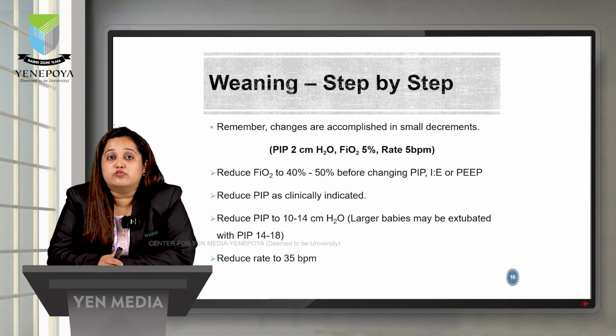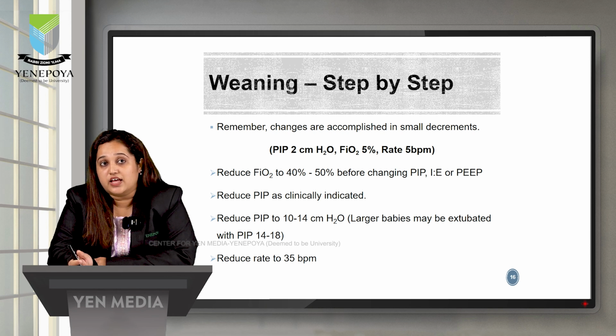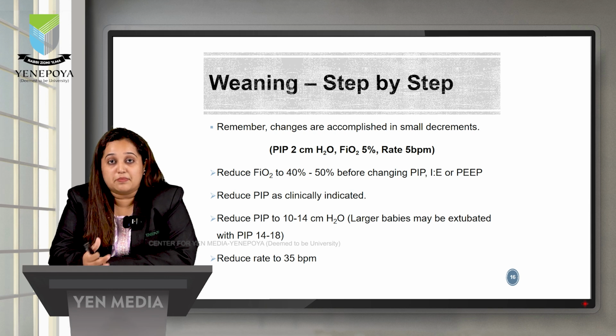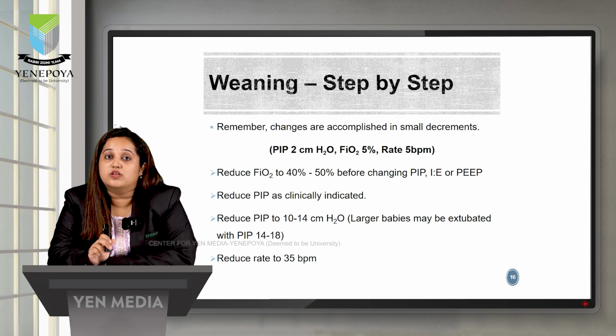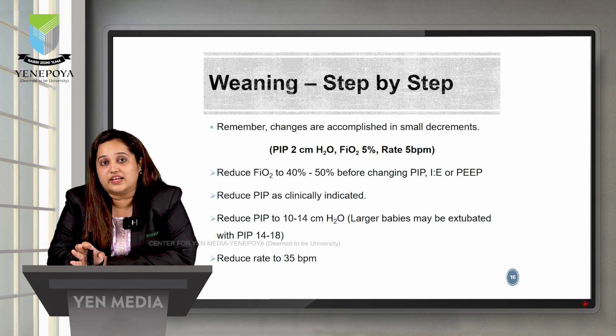Please make sure that the FiO2 is somewhere between 40 to 50% before changing any of the other parameters. Reduce the PIP as clinically indicated. So if the baby's condition is getting better and you can decrease the PIP, always remember, even though you reduce the PIP, the chest rise should be adequate. If chest rise is adequate, that means your weaning is successful and it is happening gradually. Otherwise, you will put unnecessary burden on the baby and you will end up giving the baby respiratory distress. Reduce the PIP to 10 to 14 centimeters of water just before planning extubation.